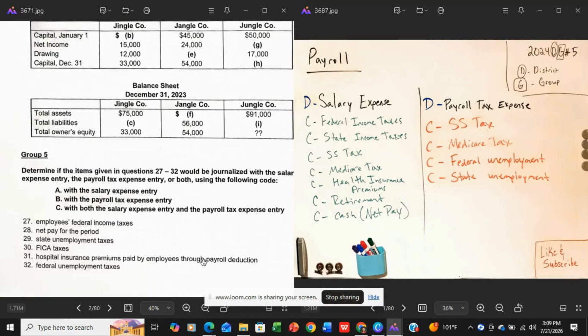30 is FICA taxes. That's Social Security and Medicare together. They come out of both. So that would be C, where they come out of both the salary expense and the payroll tax expense. 31 is hospital insurance premiums paid by the employees through payroll deduction. This goes with the salary expense entry. So that would be A. And 32, federal unemployment. That's the key word, unemployment taxes. And they go with payroll tax expense. So that would be B.